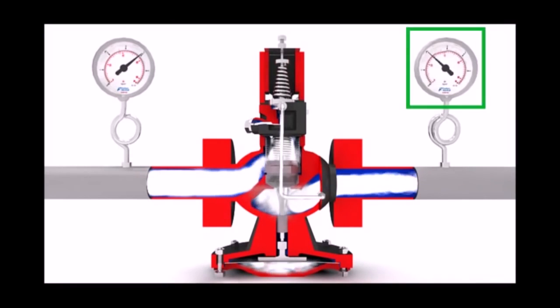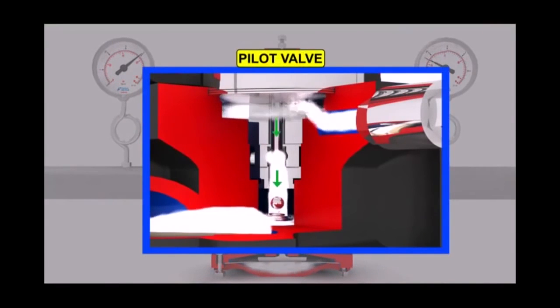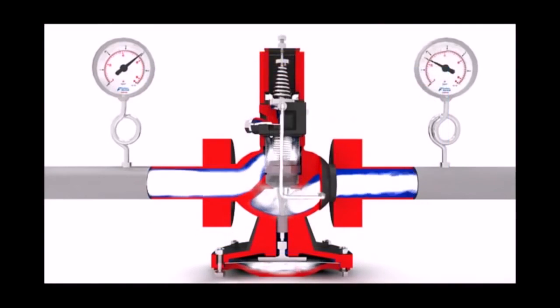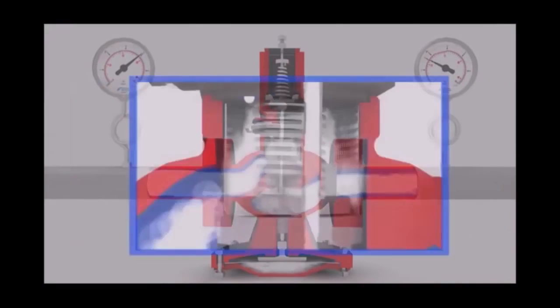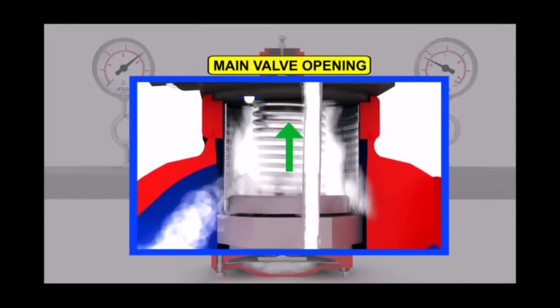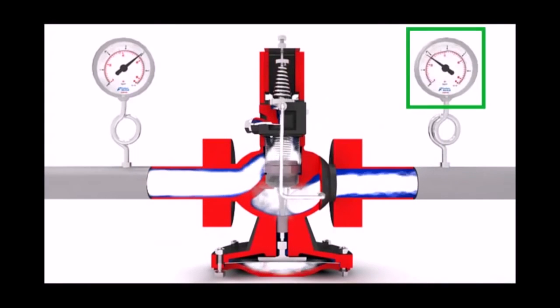A decrease in the downstream pressure caused by an increased steam load will move the pilot valve plunger downward and increase the control steam flow under the main diaphragm, which in turn increases the opening of the main valve and maintains the set downstream pressure.